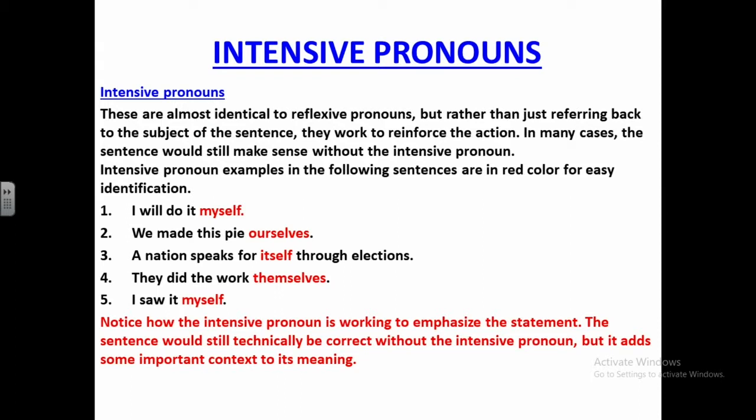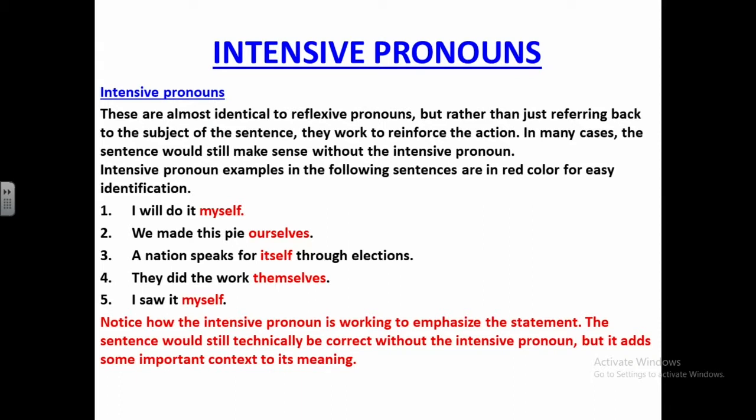As we have in the following examples: 1, I will do it myself. Even if I just say I will do it, it still makes sense. But myself is added to reinforce the subject I. 2, we made this pie ourselves. The same thing. We made the pie can stand on its own and it could still make sense. But ourselves is reflecting and reinforcing the subject we. 3, a nation speaks for itself through elections. 4, they did the work themselves. And 5, I saw it myself.